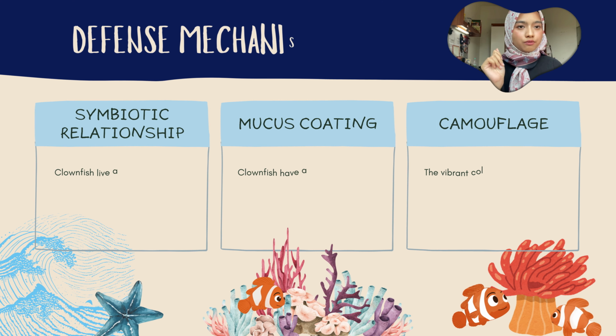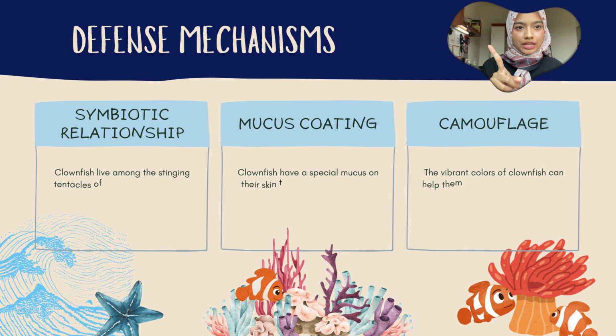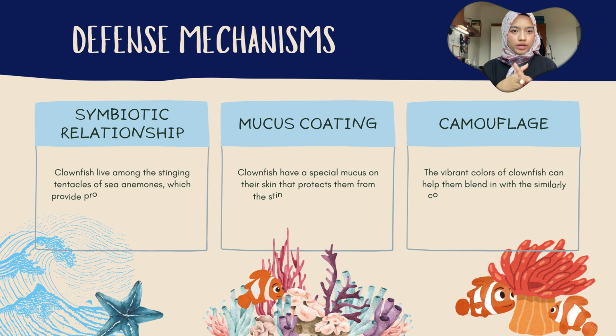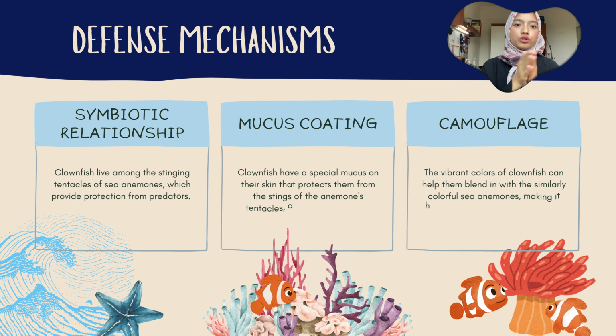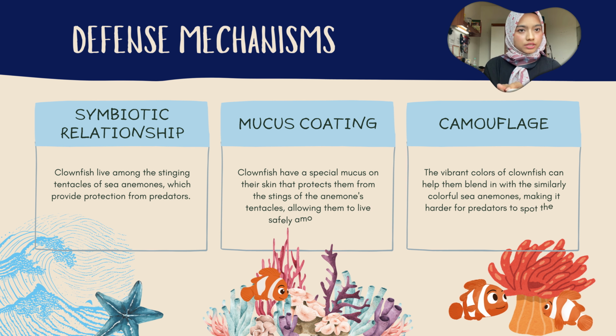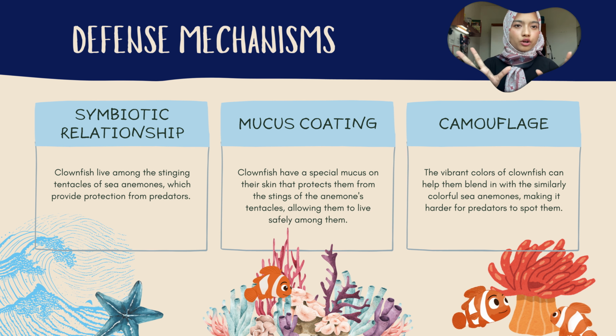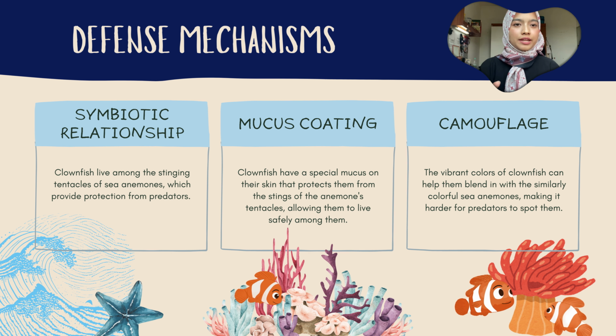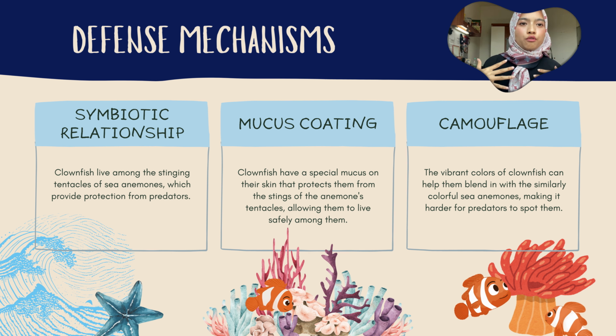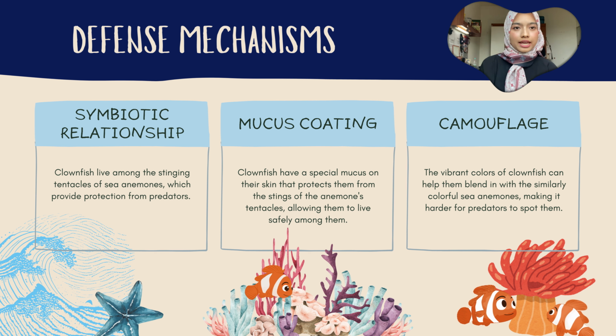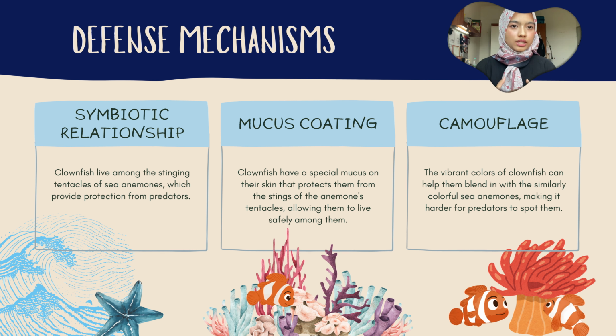First defense mechanism for clownfish is symbiotic relationship. It happens when sea anemones provide protection for clownfish. Sea anemones have poison on their tentacles, so they can protect clownfish from the predators. Next is mucus coating.